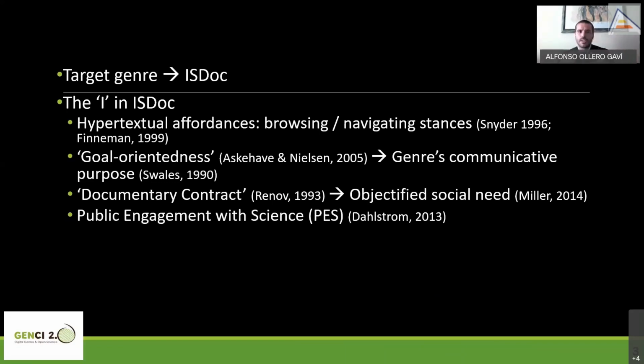These genres exhibit these engagements with science. They are not concerned about making people experts on the issue, but rather just giving lay people certain guidelines on the use of science and some affordances and how it could be used. But what has not been studied so far, or is relatively under-theorized, is the connection between this public engagement with science and the interactive affordances. There is no correlation in the study so far.